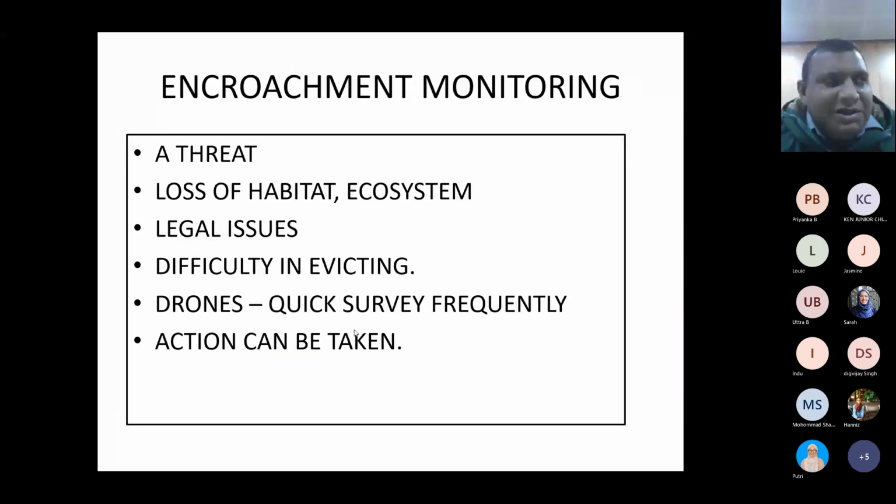So, encroachment. India is a developing country, and we are second in population, so it's really a threat. As foresters, we feel it is a threat because the entire pressure falls on us. When it falls, we lose the habitat, we lose the ecosystem. A lot of legal issues come, and once they encroach, there are particular formalities we have to follow legally for evicting, and it will take some time.